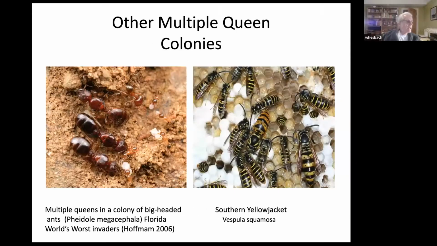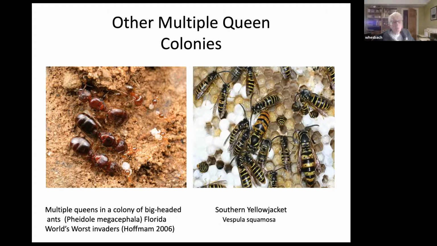Some other examples are big-headed ants, and I've never seen any of these. But they're supposed to be the world's worst invaders. They're down in Florida. Like I said, I haven't seen any of them. But again, here's another example of Hymenoptera where there's multiple queens, and they live in harmony, and there's massive quantities of ants in these colonies, hundreds and hundreds of thousands. And the reason that's possible is because they have multiple queens.